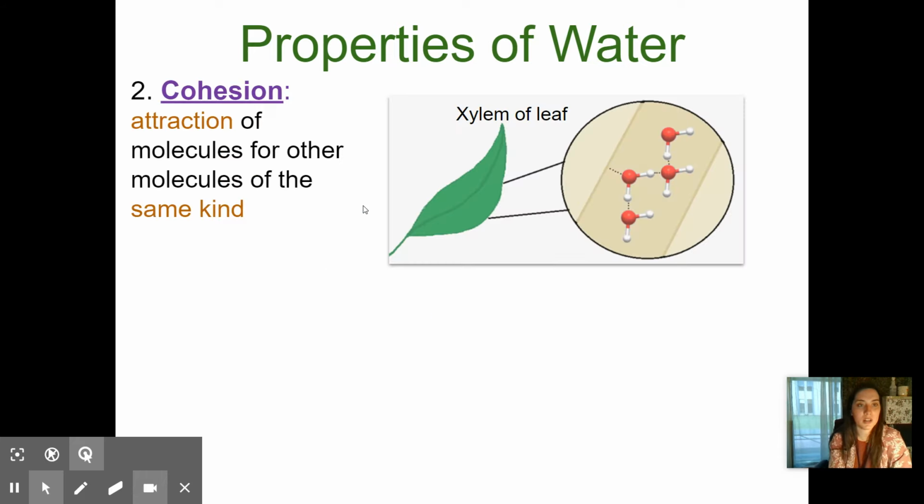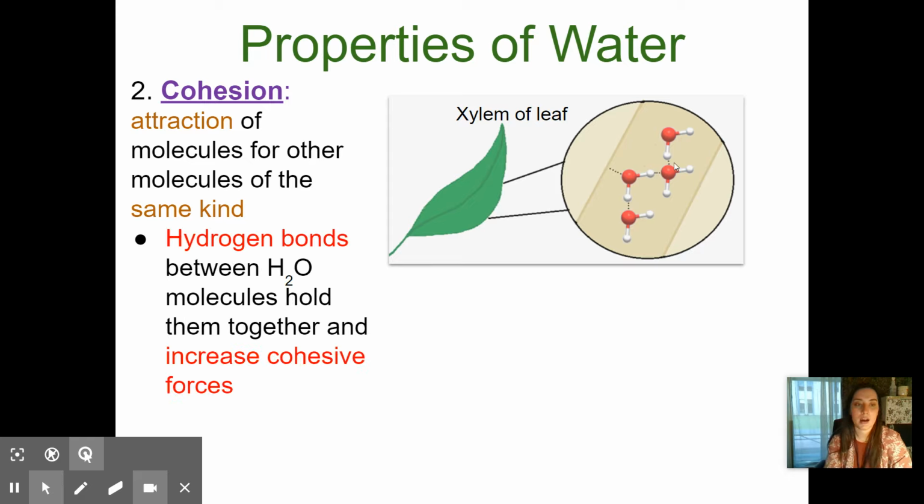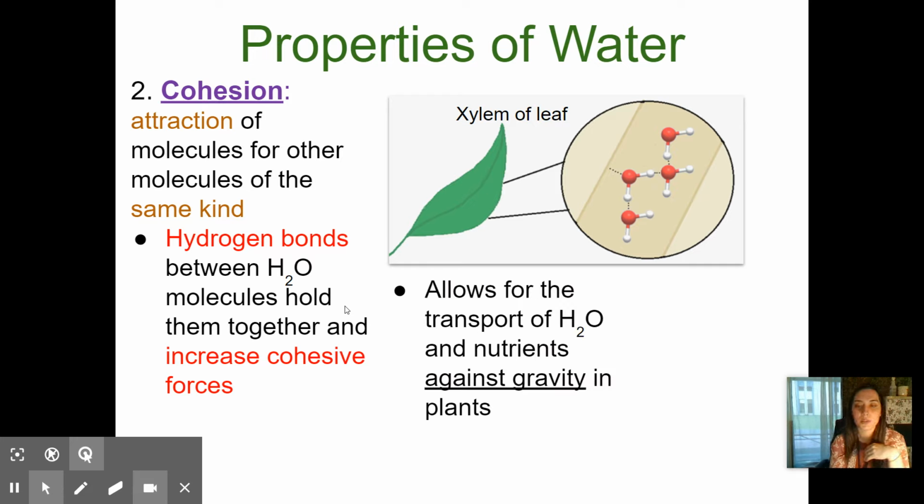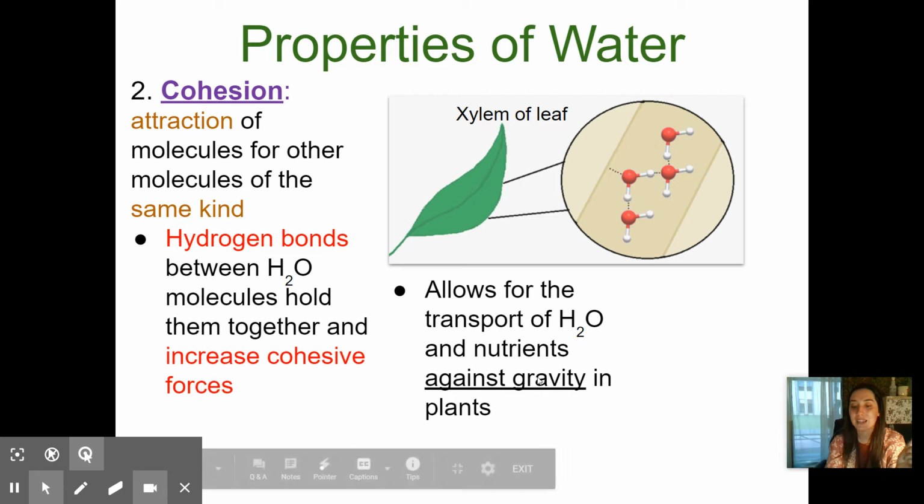So the next one is cohesion, and this is the attraction of molecules for other molecules of the same kind. So in this instance, we're talking about water molecules that are attracted to other water molecules. And these are through hydrogen bonds between the water molecules, and it holds them together and increases their cohesive forces. So this also allows for the transport of water and nutrients against gravity in plants. Because plants have to get their water from their roots all the way up to their leaves. So this is how they do it, through cohesion.